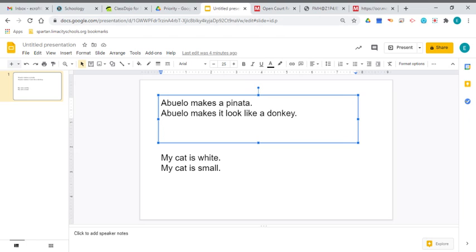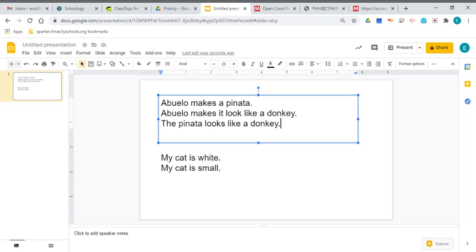And we could write, the piñata looks like a donkey. So instead of starting the sentences the same, I'm saying the exact same thing. The piñata looks like a donkey. Abuelo makes it look like a donkey. I just changed up my word choice to make it more interesting.